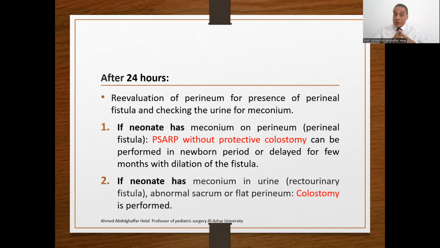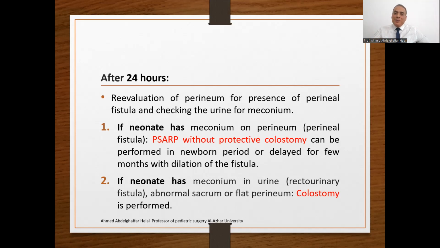After 24 hours, you will re-evaluate the perineum for the presence of meconium or a perineal fistula. Also, you will re-evaluate the urine for meconium. You may have many options. Number one, if after 24 hours you find that the baby has meconium on the perineum or a perineal fistula, you can perform PSARP, posterior sagittal anorectoplasty, without protective colostomy in the newborn period, or it may be delayed for a few months with dilatation of the fistula.